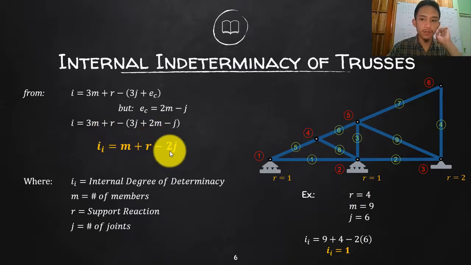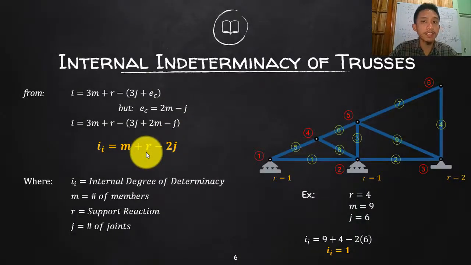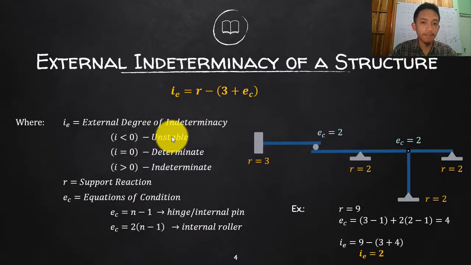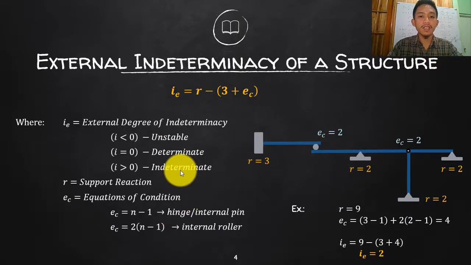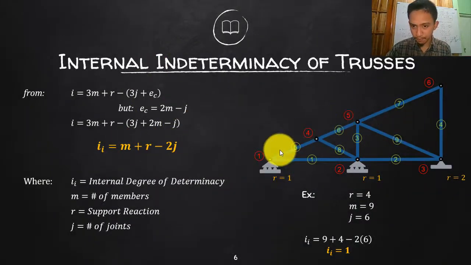That is how we will know if it is indeterminate internally, if there are more braces. By the way, if your internal indeterminacy is less than 0, less than what is required, that is still unstable internally. I will explain later on what is internal and external instability. If that is equal to 0, of course, it is determinate. It can be solved by merely statics. If that is more than 0, there will now be a degree of indeterminacy, it is indeterminate, internally or externally.